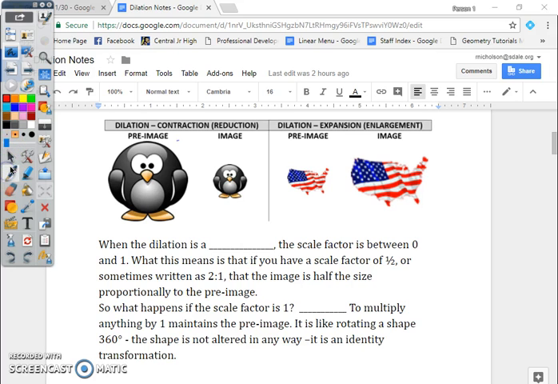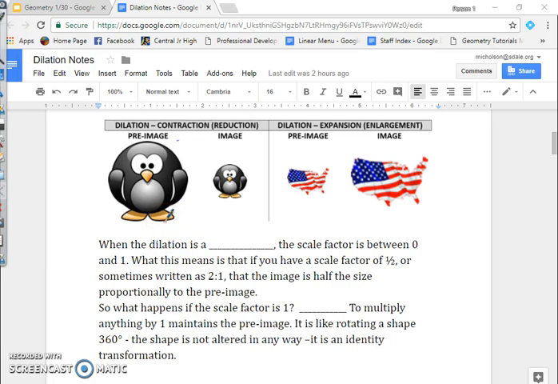So when the dilation is a contraction, reduction, however you want to say that, we've got 2 options there. I'm going to put reduction. The scale factor is between 0 and 1. Okay? What this means is that if you have a scale factor of 1/2, or that's sometimes written as 2 to 1, the image is half the size proportionally to the pre-image. Okay? That word proportionally.